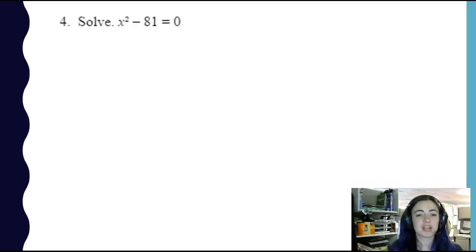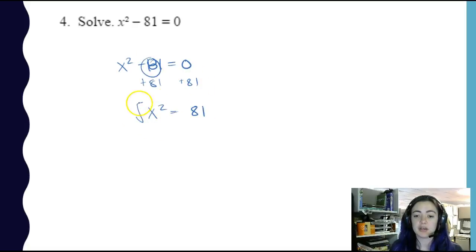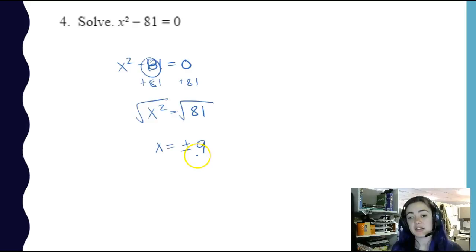Alright, for number 4, it kind of looks similar to what we ended up with at the end of the last problem here. So we have that x squared minus 81 is equal to 0. We can add 81 to both sides. We get x squared is equal to 81. When we square root, we get x is equal to plus or minus 9. Remember, because 9 squared is 81, but so is negative 9 squared.